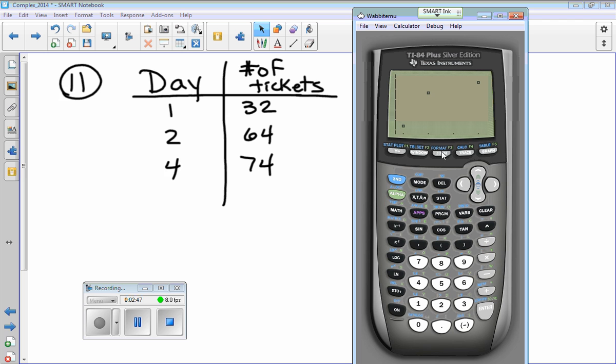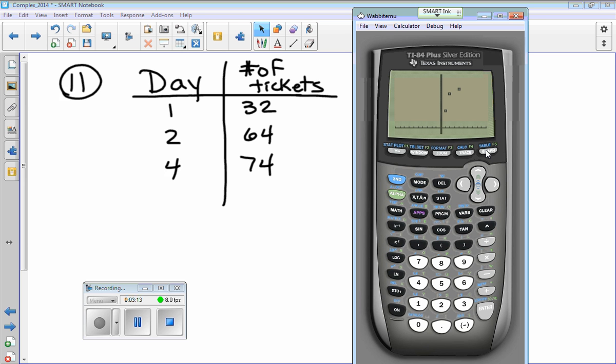So I'm going to go back to zoom standard for a minute. What do I need to change to see the whole thing? The y's. The y's have to go up to at least 74. So let's go to my window and make my y max 100, just so we can see everything. Now if I hit graph, I do see them, don't I?